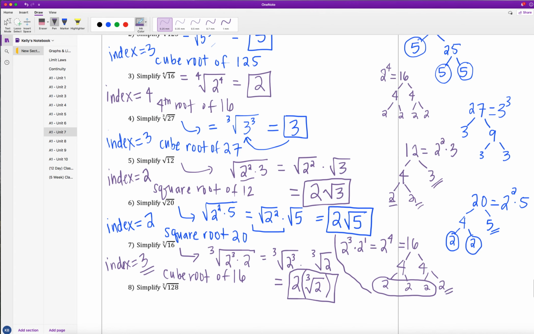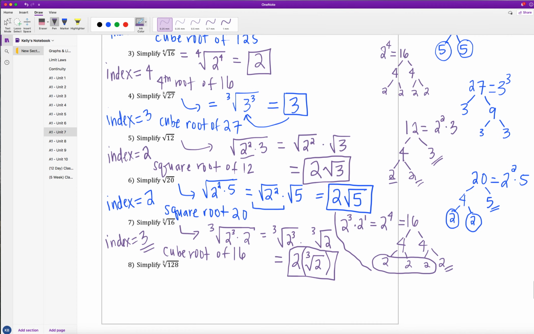So example 7 was similar to 5 and 6 because there's still a radical left. The difference here was that, yes, it can factor down to be all the same factors, but we have to make sure we're grouping them based off of the number in our index. Okay, example 8. So again, I have an index of 3. So I have another cube root. This would be the cube root of 128 now. So we got quite a bigger number, but that's okay. We can still do a factor tree on it. So I'm going to do the factor tree over here on this side.